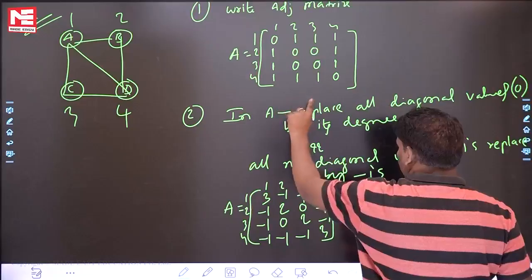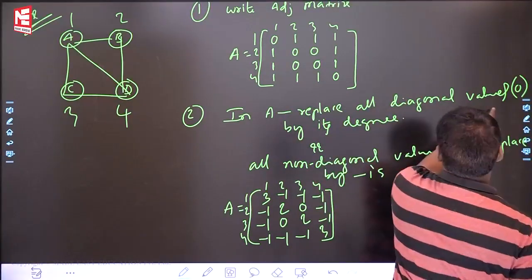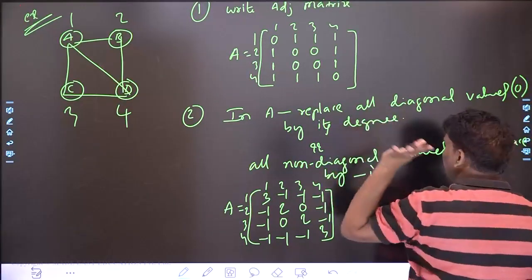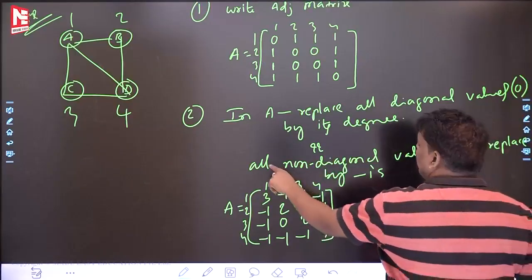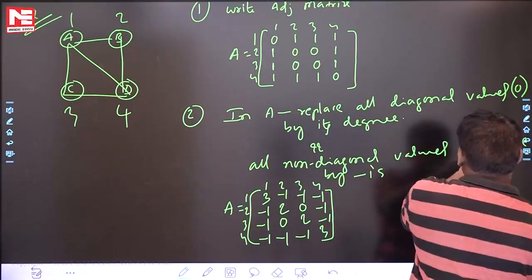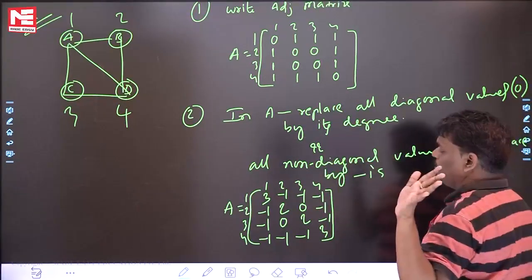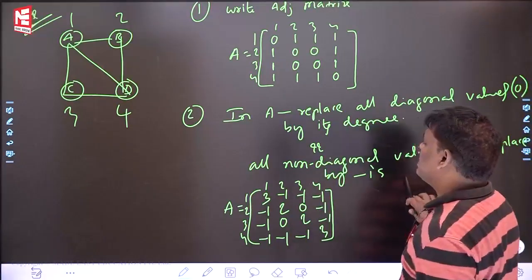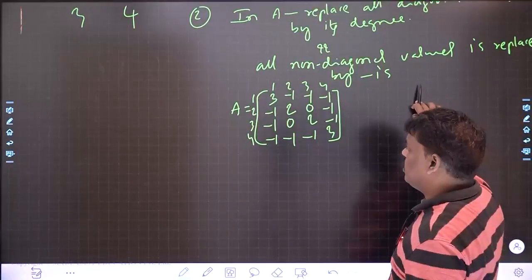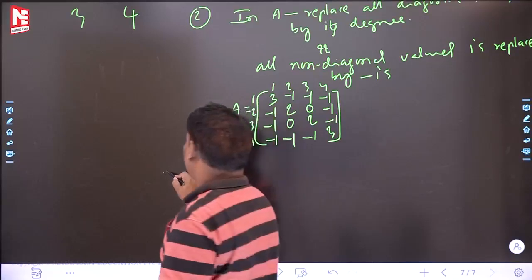I think I am repeating once again. In adjacency matrix A, replace all diagonal zeros by their equivalent degree and replace all non-diagonal ones by -1. If you do that, that is the second step. I think you got the second step also. See the third step.